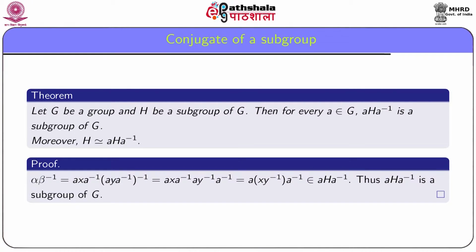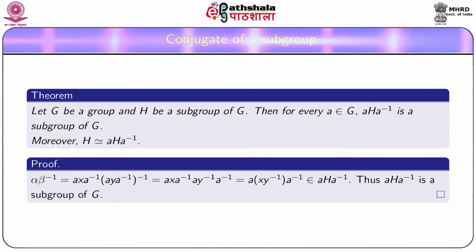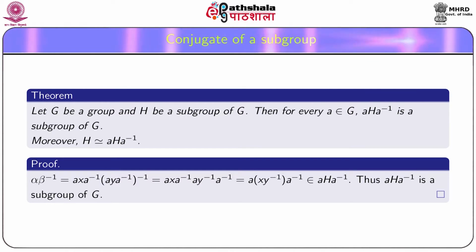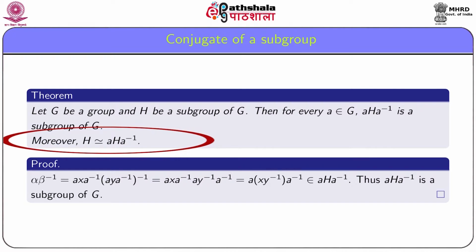Let G be a group and H be a subgroup of G. Then for every A in G, A H A inverse is a subgroup of G. Not only that, moreover, we also have H is isomorphic to A H A inverse. First, we show that A H A inverse is a subgroup of G. It is trivial to note that A H A inverse is non-empty because E belongs to A H A inverse.